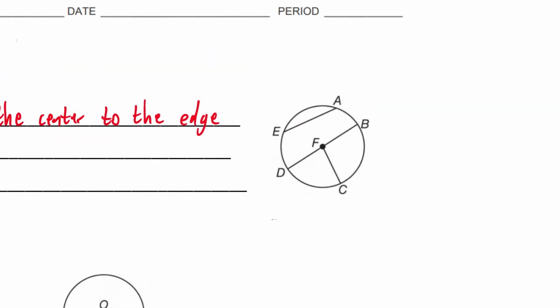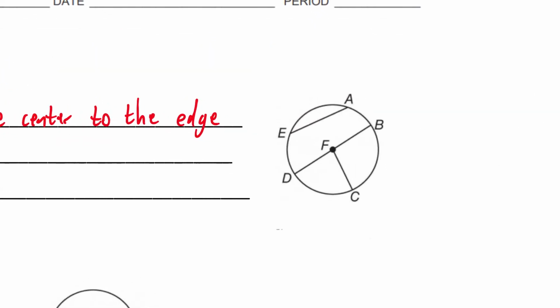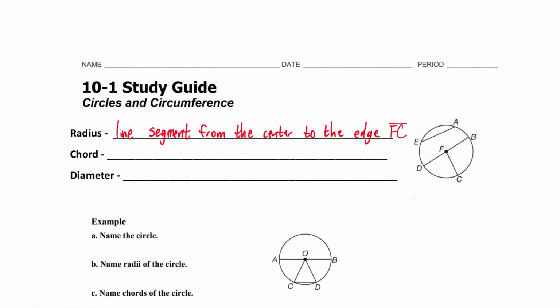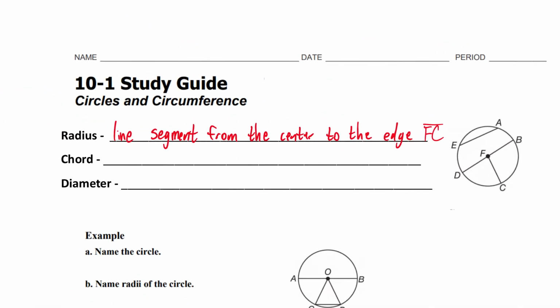On your copies it kind of got all messed up. It's all wavy and everything, but it should have looked like this. So, which one up there is just a radius? Okay, FC. There's more there for sure, and we'll get into that, but FC is the one that's only a radius.